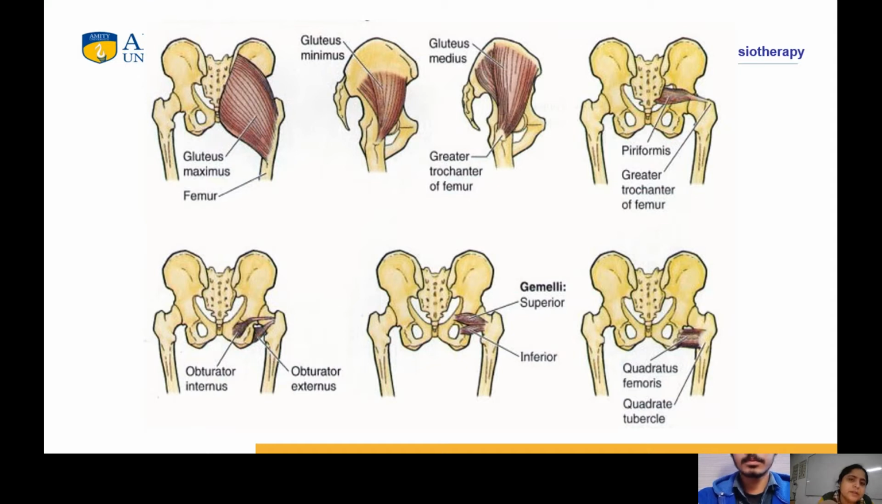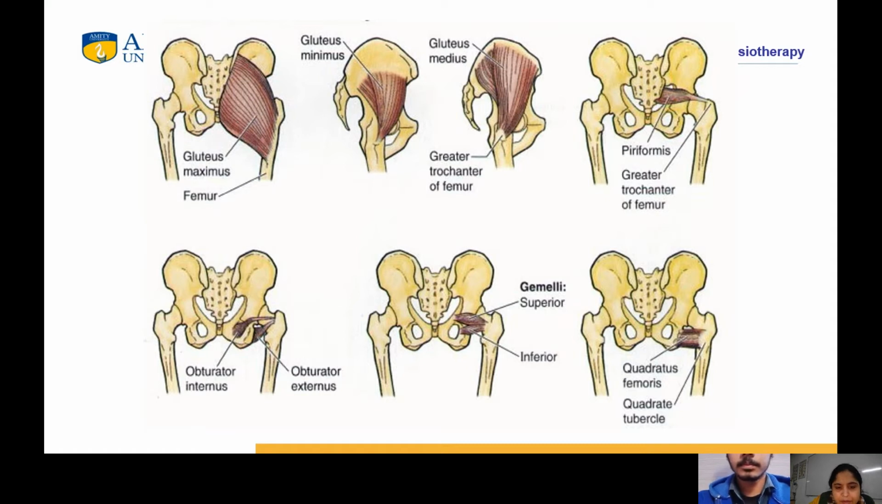Whereas the gluteus minimus, it is also coming from the gluteal surface of the ilium, but it is attaching to the greater trochanter. Then we have gluteus medius, that is coming from the gluteal surface of the ilium and attaching to the greater trochanter of the femur. Then we have piriformis, that is attaching to the greater trochanter of the femur. Then we have obturator internus and externus.